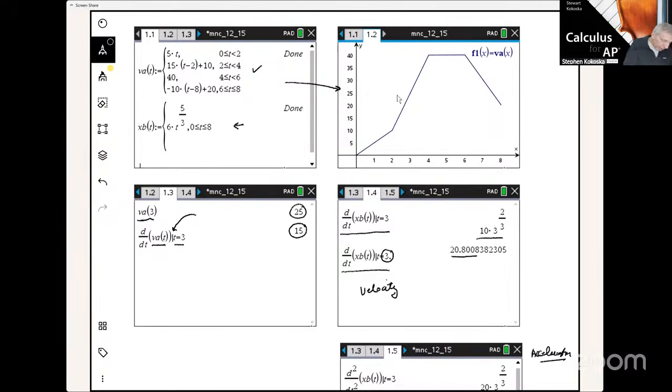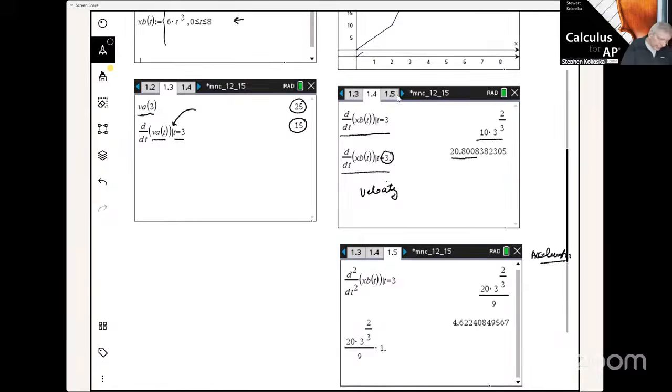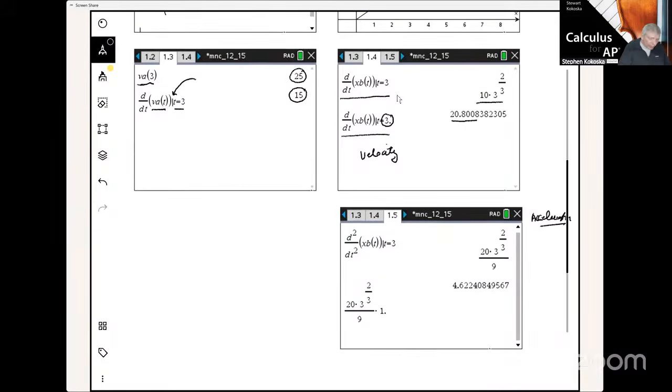And I'm sorry about this, but down at the bottom here on the right-hand side, there's the acceleration of car B at time t equals 3. There's the exact symbolic answer.